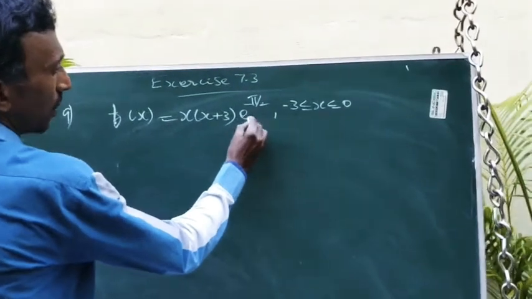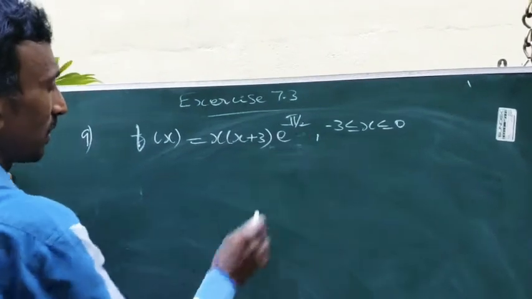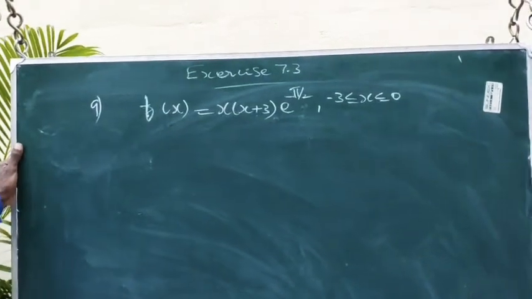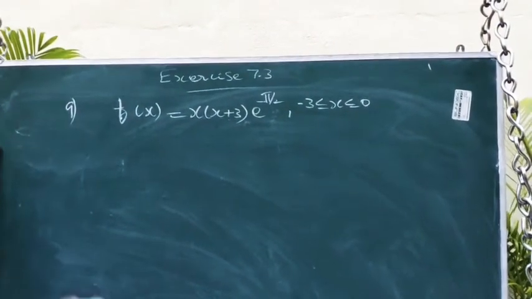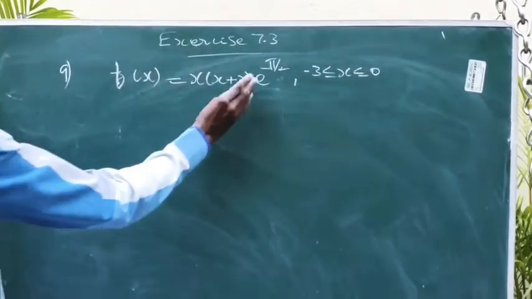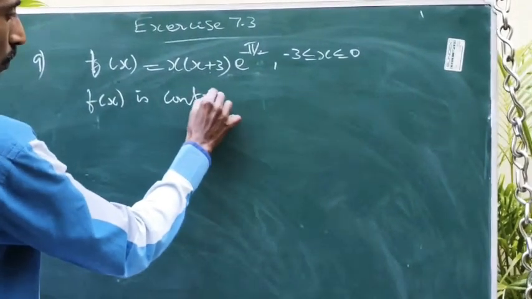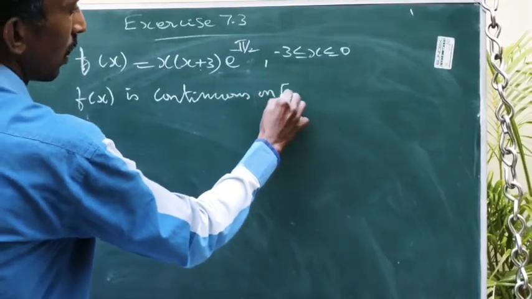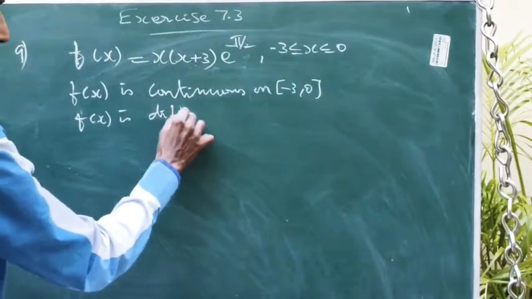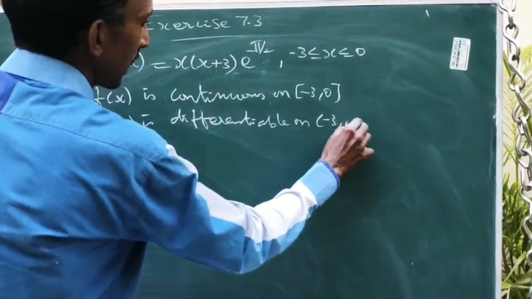So look at here. e power minus pi by 2, don't think of it as an exponential, it is a constant. So x into x plus 3, that is x square, and y equal to x square is a parabola opening upward. If you want you can draw that curve, otherwise not needed. So obviously it is a polynomial. So f(x) is continuous on closed [minus 3, 0]. f(x) is differentiable on open (minus 3, 0).